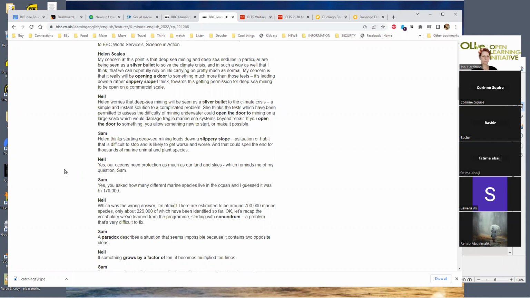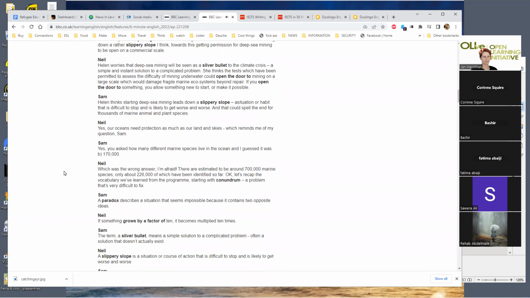If you open the door to something, you allow something new to start or make it possible. Helen thinks starting deep sea mining leads down a slippery slope, a situation or habit that is difficult to stop and is likely to get worse and worse. And that could spell the end for thousands of marine animals and plant species. Yes, our oceans need protection as much as our land and skies, which reminds me of my question, Sam. Yes, you asked me how many different marine species live in the ocean, and I guessed it was B, 170,000. Which was the wrong answer, I'm afraid. There are estimated to be around 700,000 marine species, only about 226,000 of which have been identified so far.